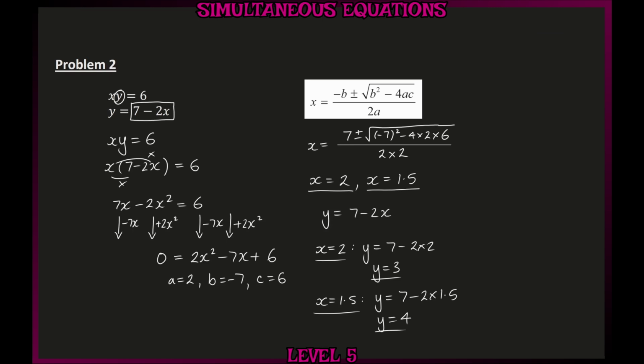And we need to pair these correctly. So our final solution to problem 2 is x equals 2, y equals 3, and x equals 1.5, y equals 4.